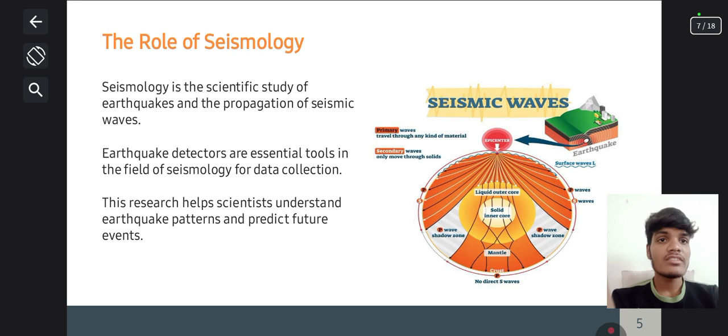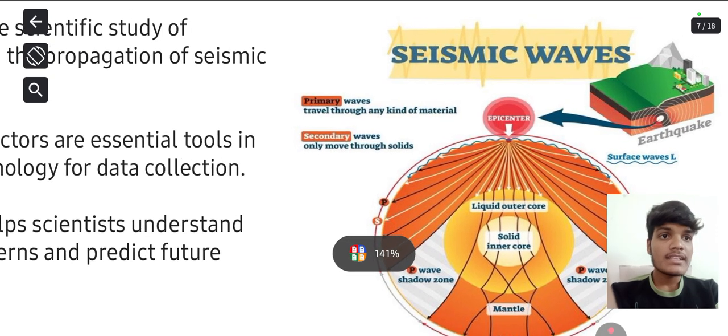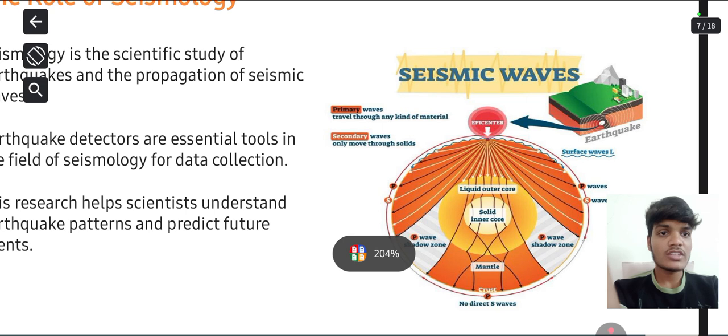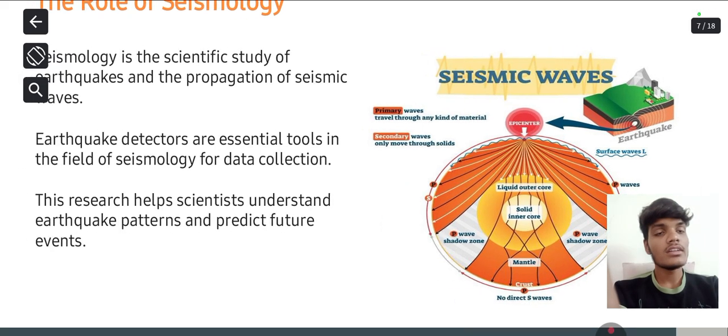Seismic waves: primary waves and secondary waves. There are two types of waves in seismic waves. The first one is the primary wave, and the second one is the secondary wave. Here is the visualization shown in the PPT presentation: epicenter, liquid outer core and solid inner core, shadow zone, mantle, crust. Under the ground there are some layers: first the crust, mantle, outer core, and inner core. This is the diagram of the seismic waves.